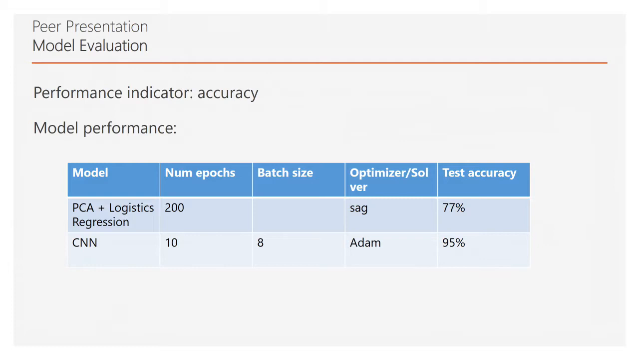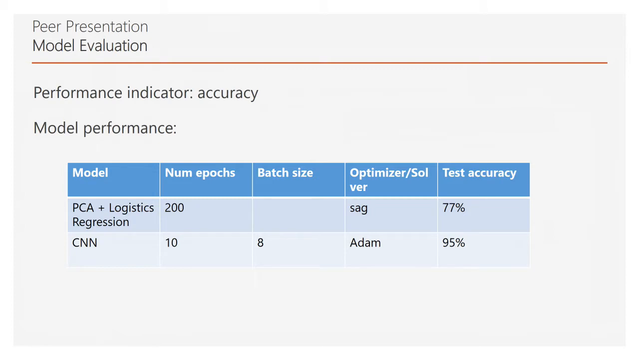Now let's do model evaluation. As the use case is a classification model, we decided to use accuracy as a performance indicator. This is a summary with the results of the two trained models. As expected, the convolutional neural network was superior to logistic regression, as logistic regression cannot capture the patterns required to recognize a traffic sign. However, logistic regression gave us an accuracy of 77%, which was much higher than I expected. On the other hand, the convolutional neural network gives a pretty good performance of 95% accuracy.